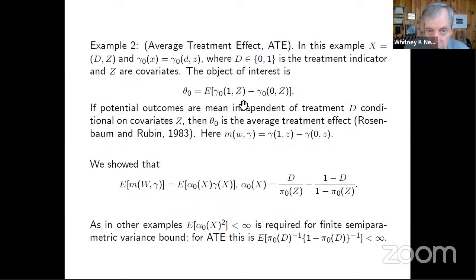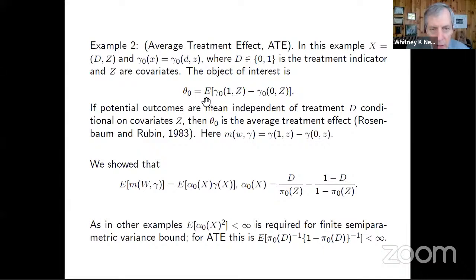The object of interest that we derived last time, the formula for the average treatment effect that we derived is this. And we're restating that result: if potential outcomes are mean independent of treatment D conditional on covariates Z, then theta naught is the average treatment effect. And this is from Rosenbaum and Rubin, 1983. Here, M of W, gamma is gamma(1,Z) minus gamma(0,Z), right? There it is. That's the M right there.